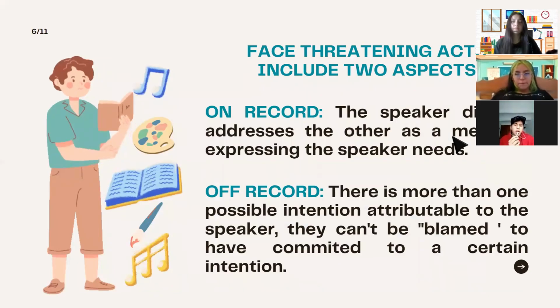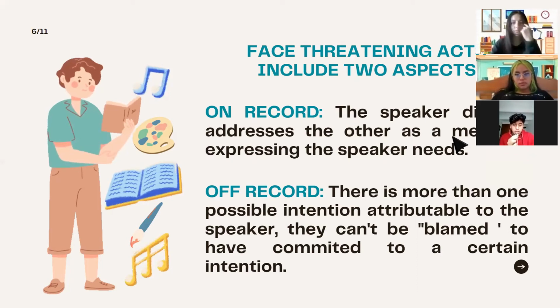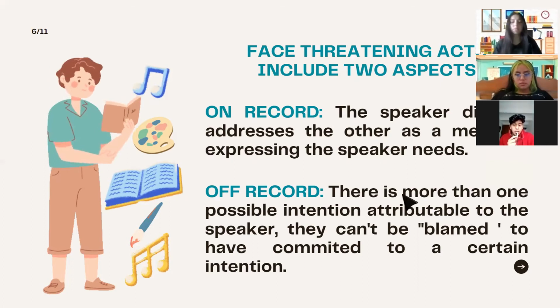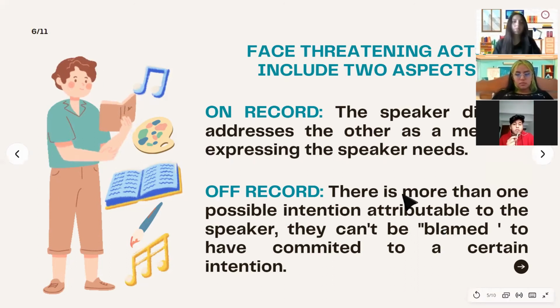Okay, now we have face threatening acts that include two aspects. So we have on record, that is the speaker directly addresses the other as a means of expressing the speaker's needs, and off record, that is more than one possible intention attributed to the speaker, they can blame to have committed to a certain intention.